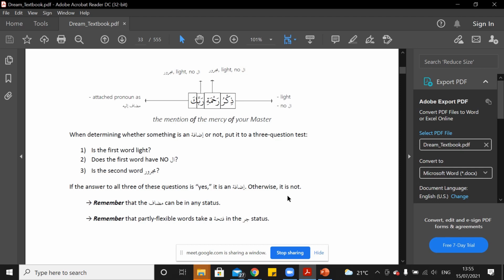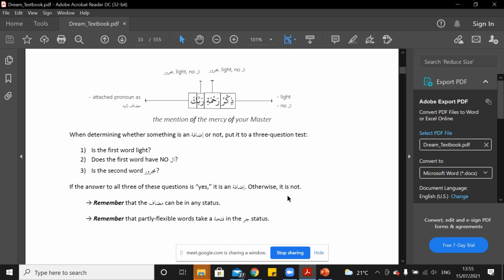Yeah, it's not alif lam and no tanween. So Rahmati is mudaf and Rabbi is mudaf ilayh. So Rahmati Rabbi is Idafa. Okay, and then Rabbi, and we can see the ka is the attached pronoun in jar status.